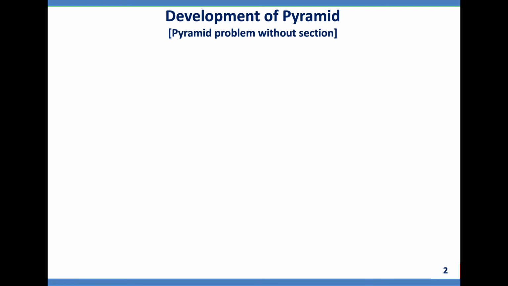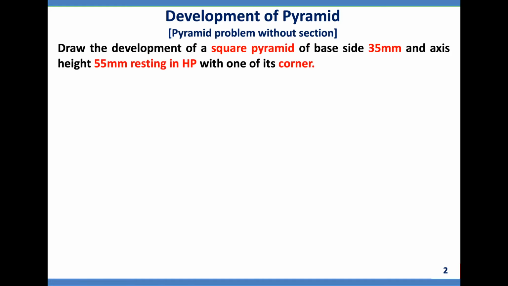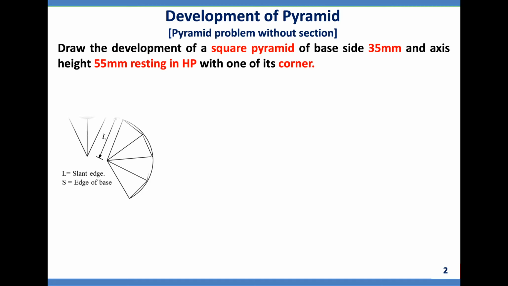Development of pyramid. Here I have considered a problem without section. Draw the development of a square pyramid of base side 35 mm and axis height 55 mm resting on the HP with one of its corners. This is the development, how we have to do it. I'll explain step by step.